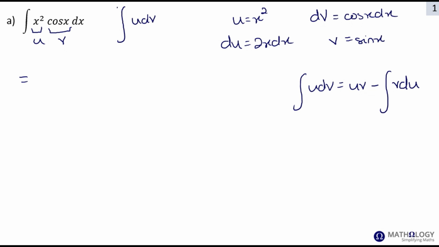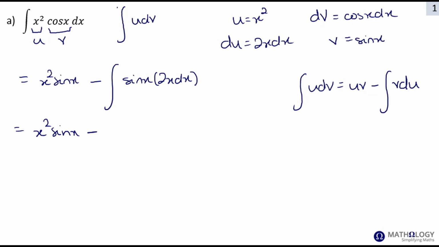So we have u dv, this expression is u dv. We now have uv, this is equal to uv minus the integral of v du. So uv will be x squared times sin x. So x squared sin x minus the integral of v du. So we'll have sin x, and du is 2x dx. Okay, so that gives us x squared sin x minus, this 2 we're going to pull out of the integration, and we'll have x sin x dx.